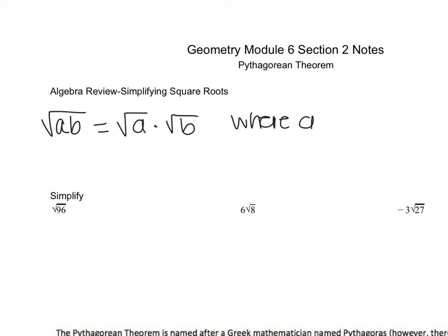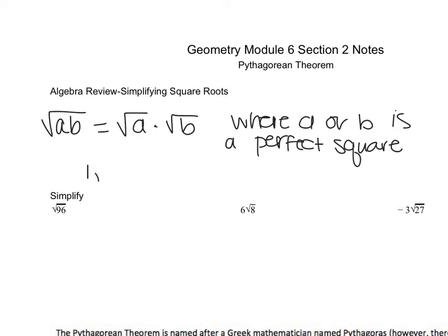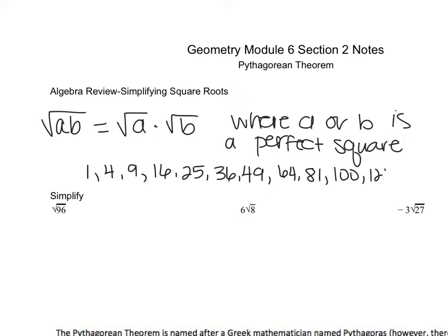where a or b is a perfect square. So we're looking for a perfect square that goes into our number. Remember, the perfect squares are 1, 4, 9, 16, 25, 36, 49, 64, 81, 100, 121, and 144. That's just the perfect squares for 1 through 12. There are obviously more, but these are the most common ones that I expect you to know, or we will be using in class.